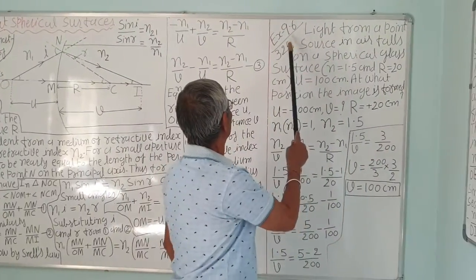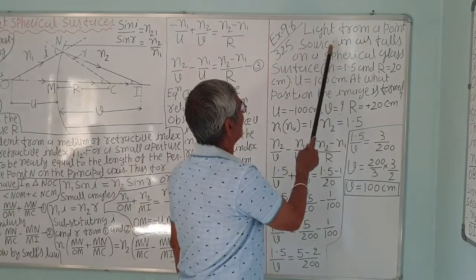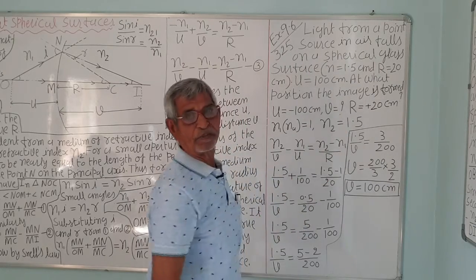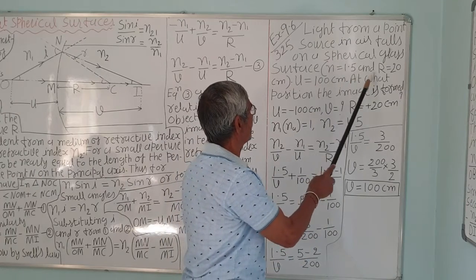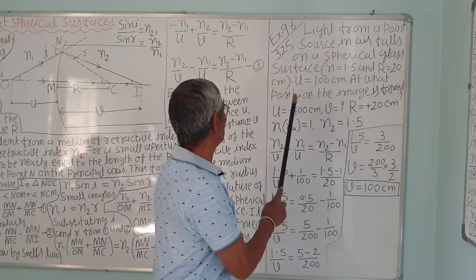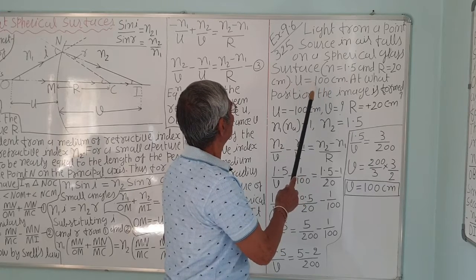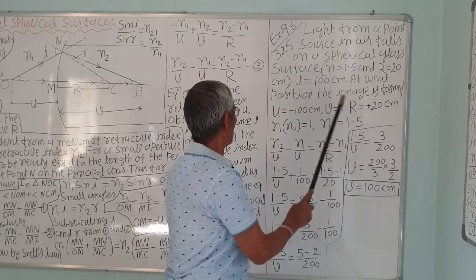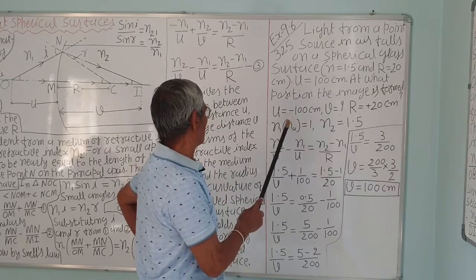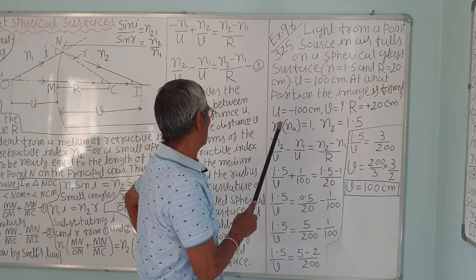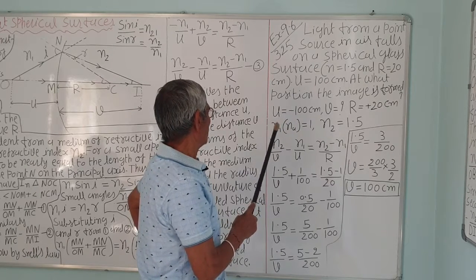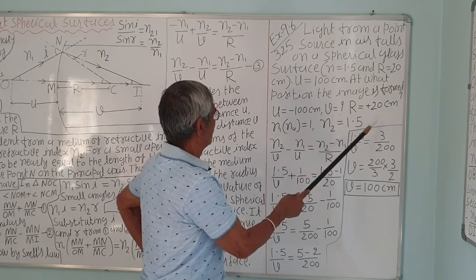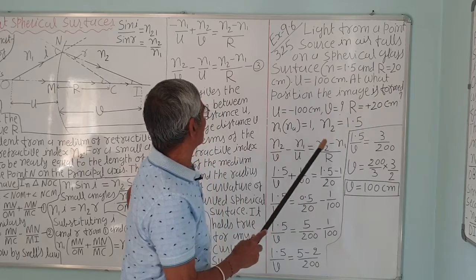Now example 9.6 on page number 325. Light from a point source in air falls on a spherical glass surface. n is equal to 1.5, and the radius of curvature is 20 centimeter. U is 100 centimeter, already given. At what position is the image formed? Now U is always negative, whether it is a lens or otherwise, except for a virtual image. So U is minus 100 centimeter, V is to be calculated, and the radius of curvature is plus 20.